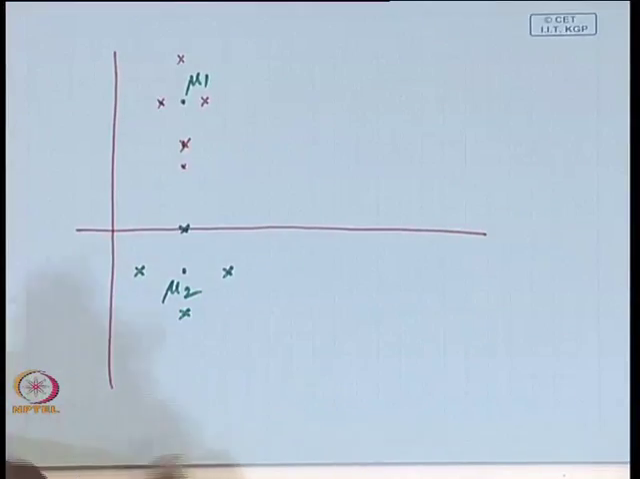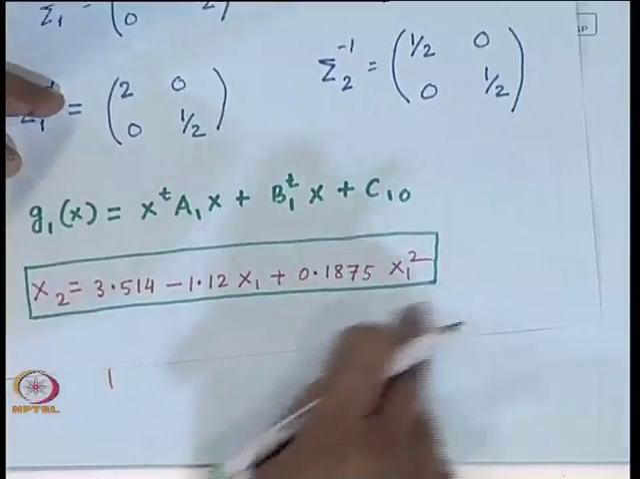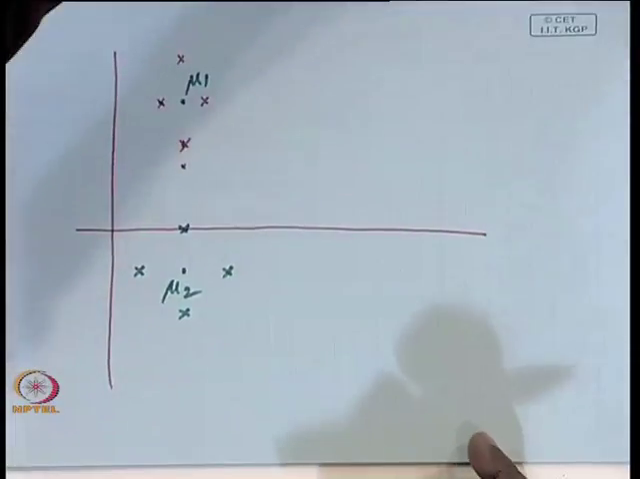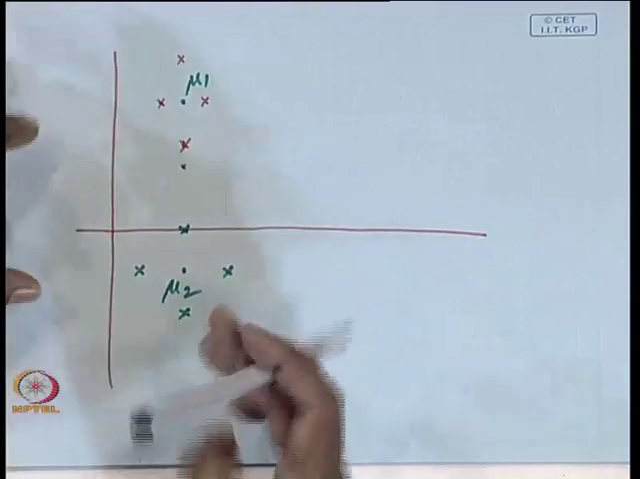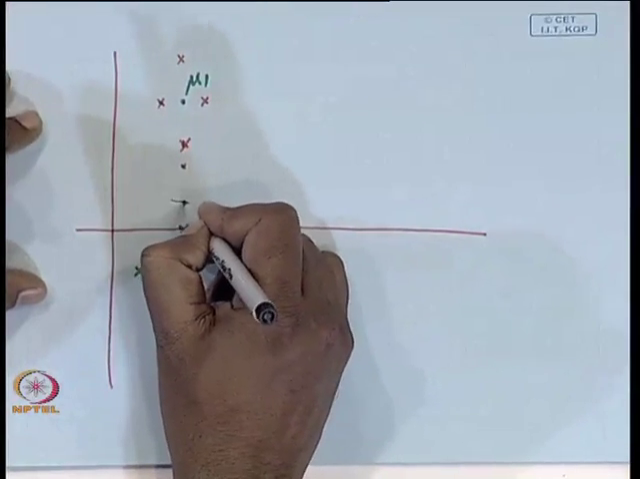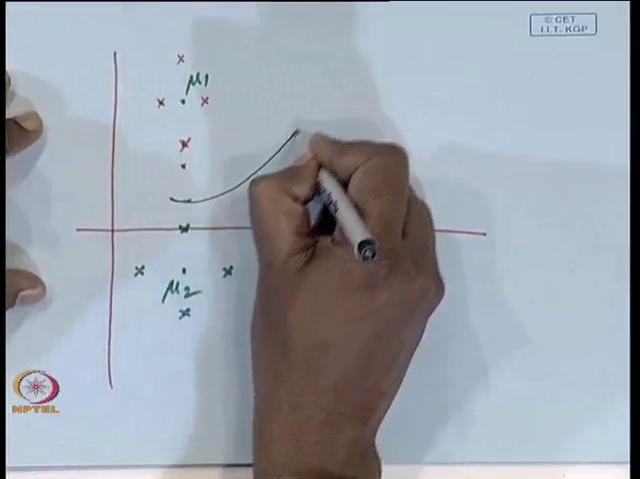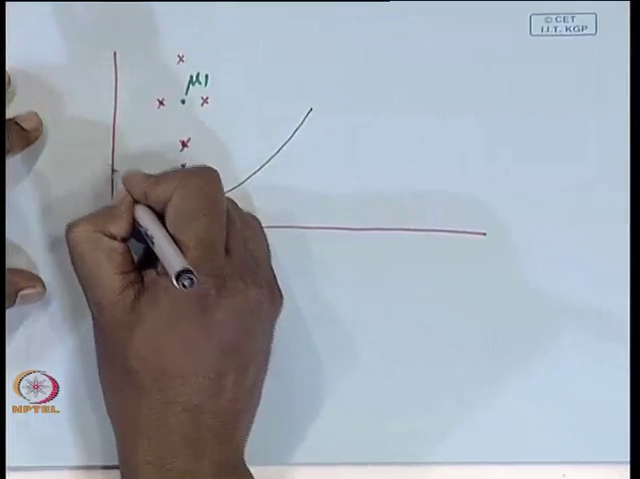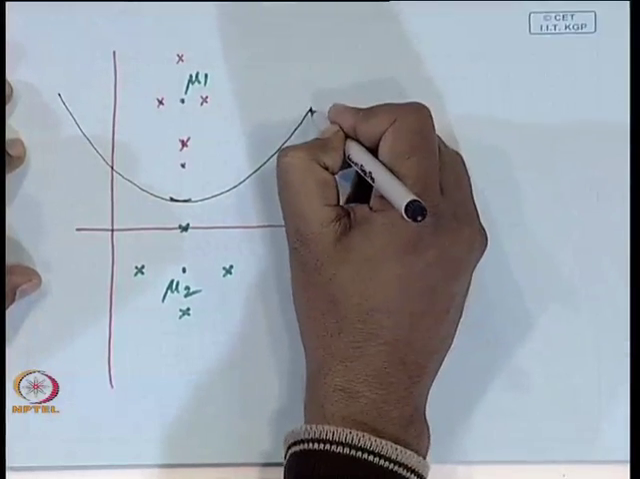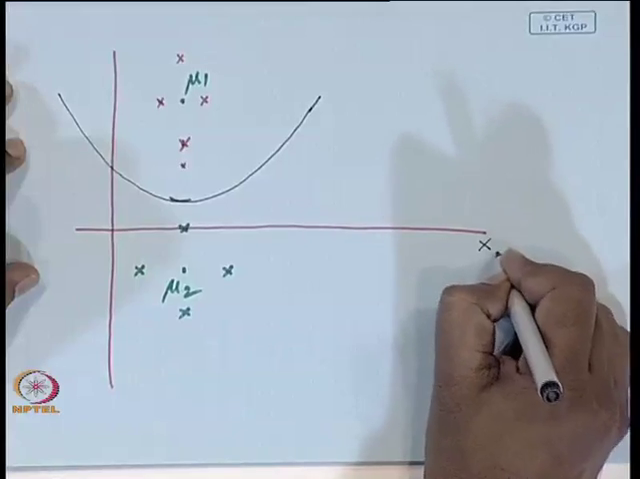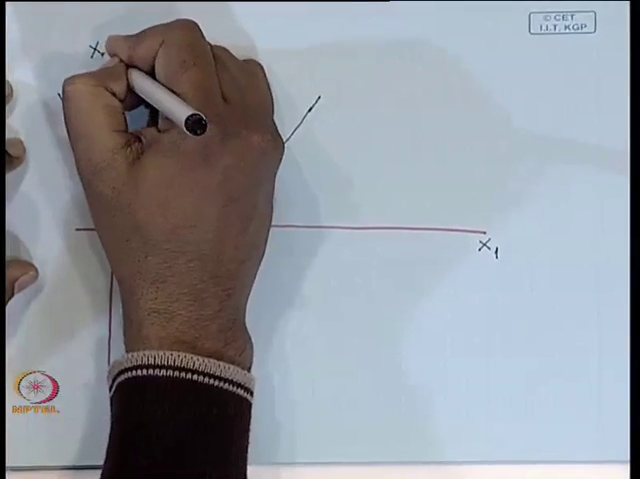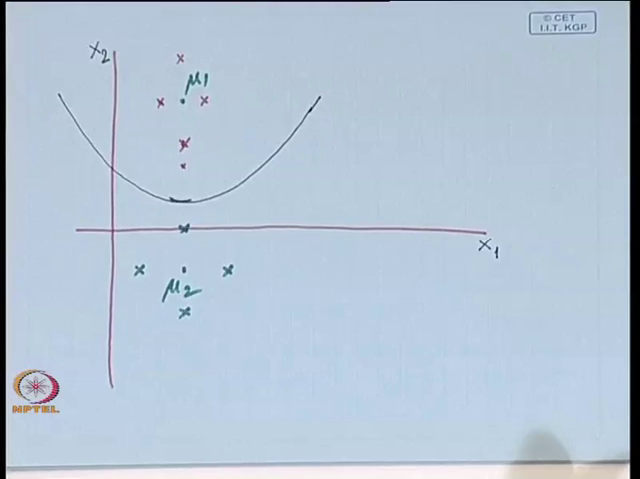And if you plot this quadratic curve into this space, it will be something like this, where I am assuming that I have two components, one is x 1, the other one is x 2. So, you find that I really get a quadratic curve separating the two classes omega 1 and omega 2.